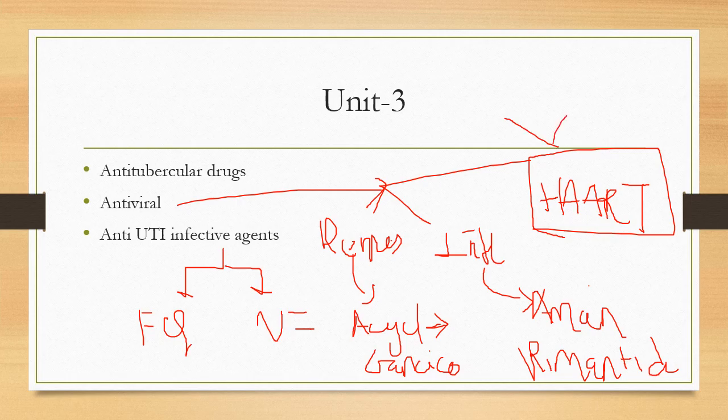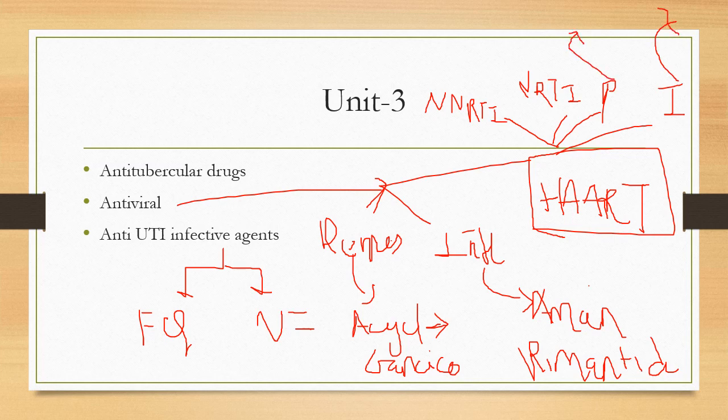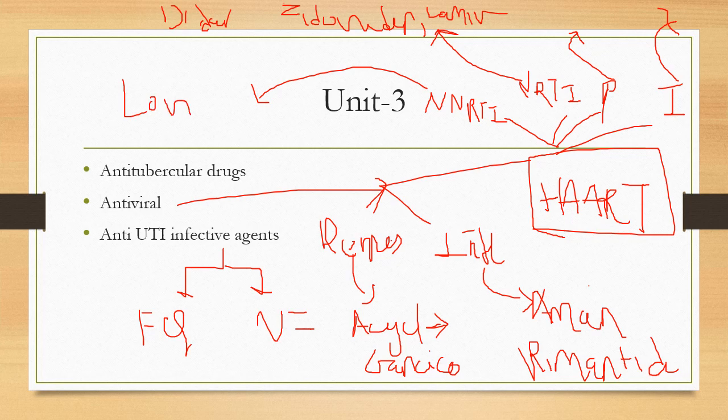In HAART, we have again four classifications: protease inhibitors, integrase inhibitors, nucleoside reverse transcriptase inhibitors, and non-nucleoside reverse transcriptase inhibitors. Raltegravir is a most common example of integrase inhibitors. Protease inhibitors mainly include a few drugs. It depends upon your syllabus. You don't have to study all the drugs. You just have to study a few drugs that inhibit the protease enzyme. Nucleoside reverse transcriptase inhibitors, you have zidovudine, lamivudine, didanosine. Non-nucleoside reverse transcriptase inhibitors, you have loviride and delavirdine.